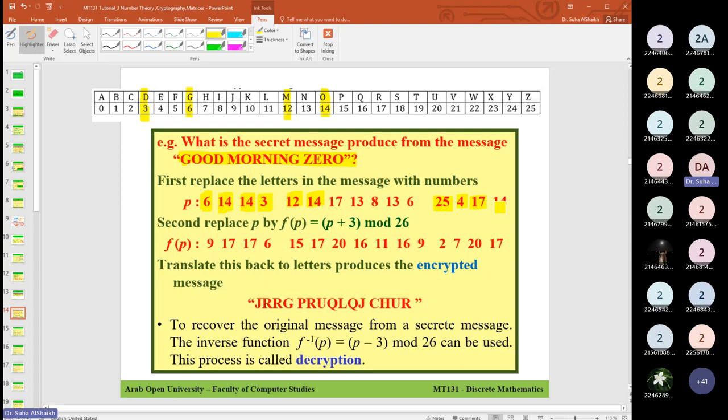In the exam, the table is available in front of you and you just have to get the numbers out of it. Step number 2, apply the function. What does the function do here? Plus 3. Why plus 3? Because I'm moving 3 letters forward. So if we add 3 to the 6, it's 9. Add 3 to the 14, it's 17. Add 3 to the 14, 17. To the 3, 6; 12, 15. Try now the 25. If you add 3, what will be the answer?